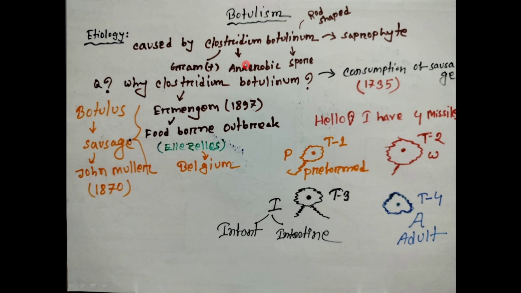We know which are anaerobic bacteria: the bacteria which cannot live in the presence of oxygen. So it must have anaerobic conditions for its survival. Then this bacterium is actually spore forming.